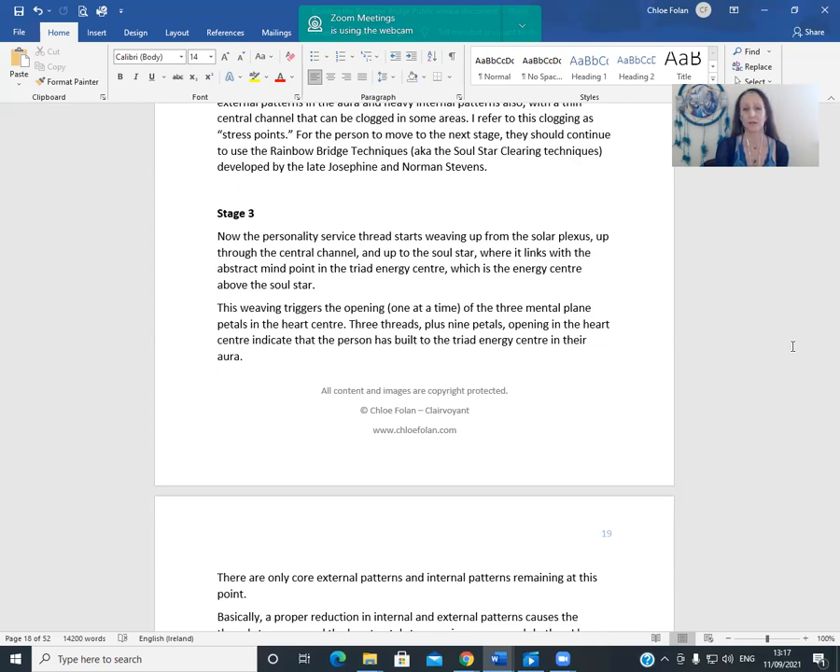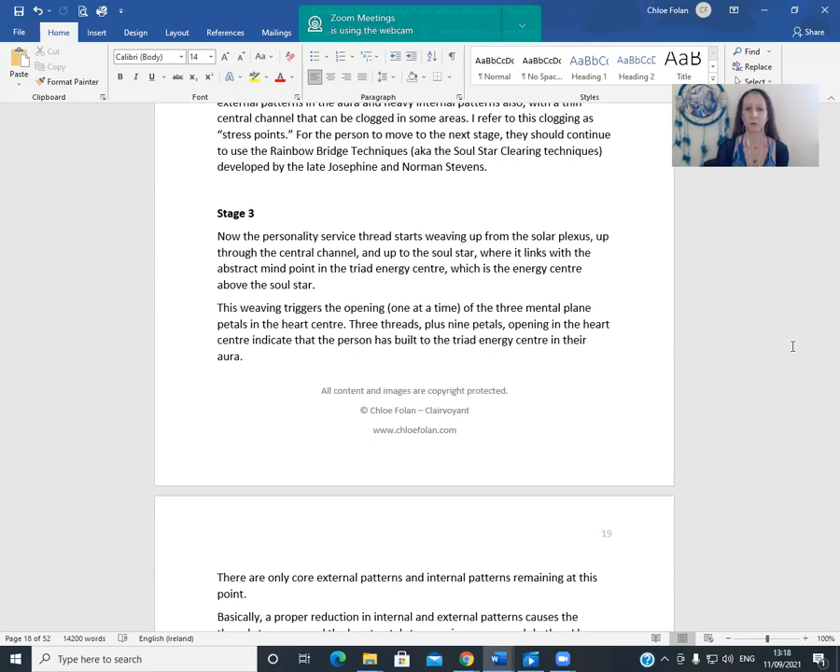As that thread weaves and thickens, it then triggers the 3 mental plane petals to open in the 3rd ring of the heart chakra. So there are 3 mental plane petals: service, love, and knowledge. And once again, the order is dictated by your ray makeup, and the thread always starts to weave and thicken first, which then causes the 3rd ring of mental plane petals to unfold, which triggers deeper life events around mental development, maturity, and enlightenment.